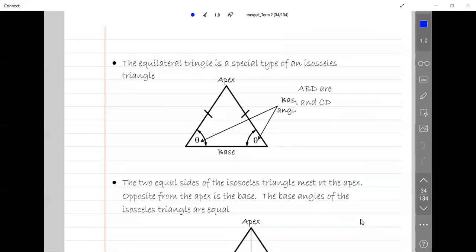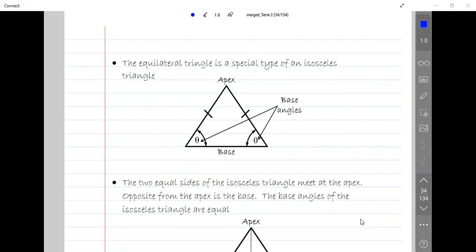Then the next thing now to say is this, that the equilateral triangle is a special type of isosceles triangle. What does that mean? It means, therefore, that what I'm going to say to you about the equilateral triangle applies also to the isosceles triangle.